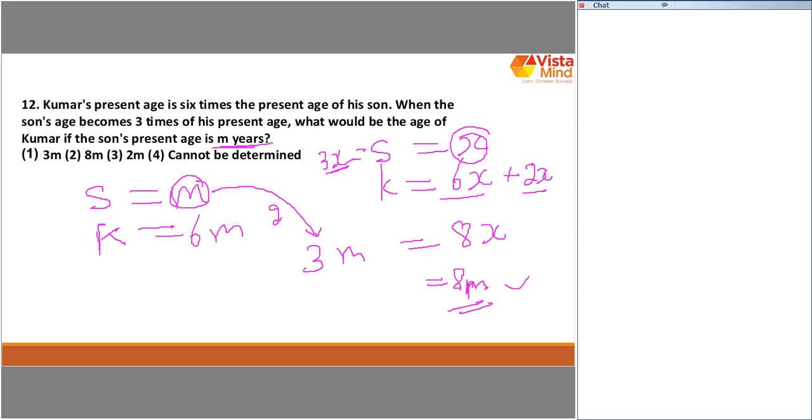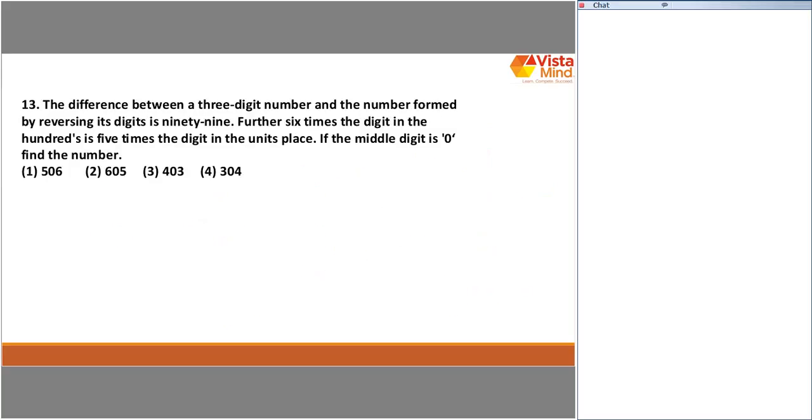We need to add 2n. That means after 2n years, n will become 3n. So the father's age will also get increased by 2n. Hence, his present age is what? 8n. Is that okay? Please solve this question.